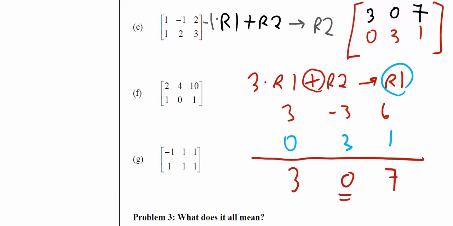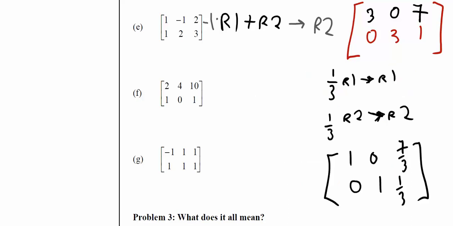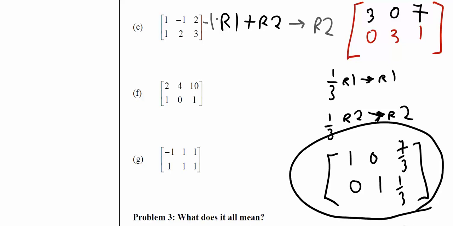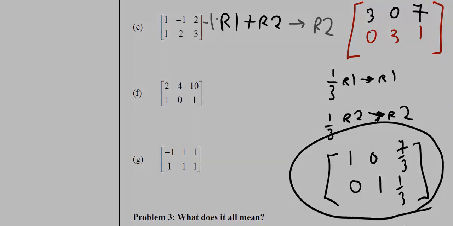Now at this point, I hope it's pretty smooth from here that you wouldn't need me to do this for you. But we would go ahead and do, because this 3 needs to become a 1, I would take the reciprocal of that. That's 1/3. So 1/3 row 1, put it back in row 1. And over here as well, this needs to become a 1, this position. So we're going to do the reciprocal of that 3, which is 1/3 again, row 2, and put it back into row 2. Doing that for each of those respective rows, we get the final answer of 1, 0, 7/3, and 0, 1, 1/3.